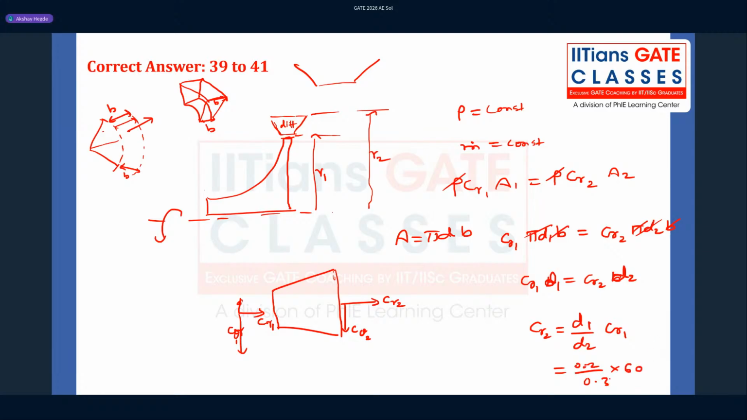So if you use that, that will be 40 meter per second. We are in the range. So we get exactly 40 meter per second, so the nearest integer is 40 only.